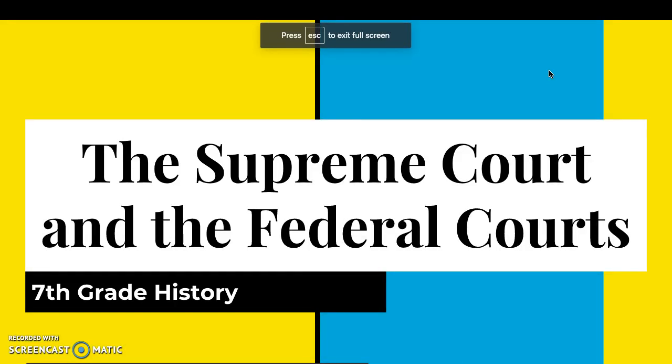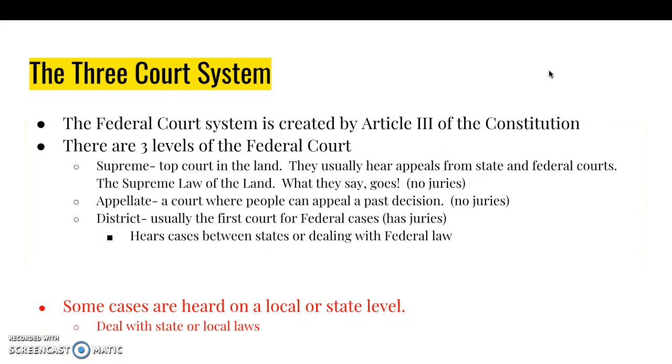So the Supreme Court is the third branch of government that we've been talking about. We've talked about executive, we've talked about legislative, and now we're going to talk about the judicial branch. The court system is created by Article 3 of the Constitution. There are three levels of the federal court system.